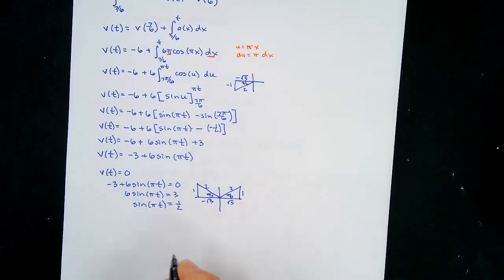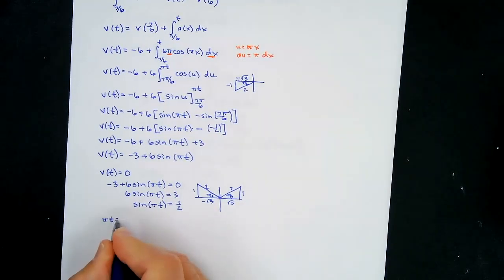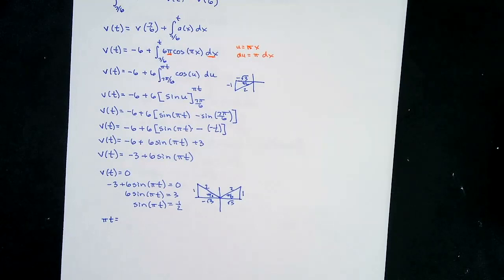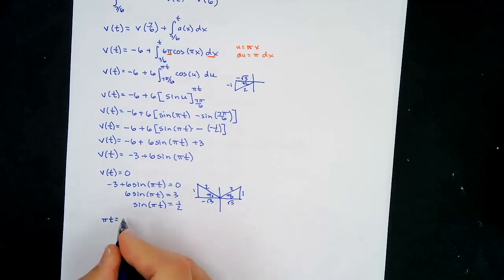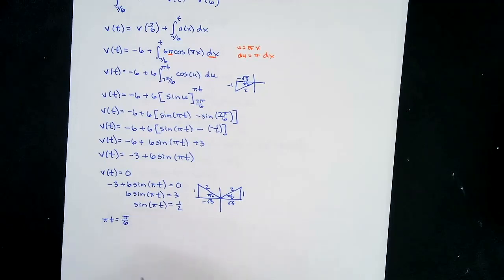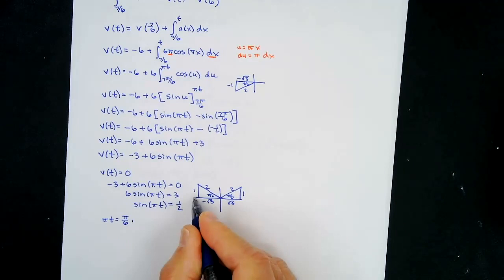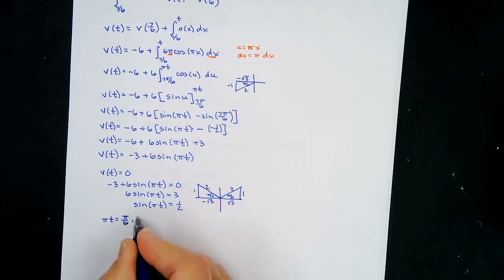Okay, so what are our angles here, right? So this angle, pi t, it's going to have to equal pi over 6. It could also equal, if we go over here, this would be 6 pi over 6, so I'd have to back up. So 5 pi over 6.